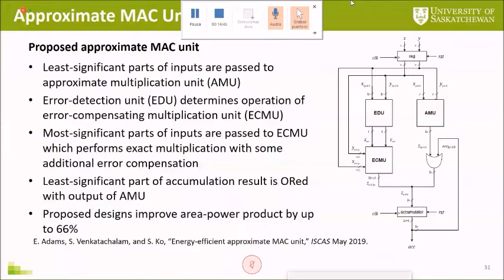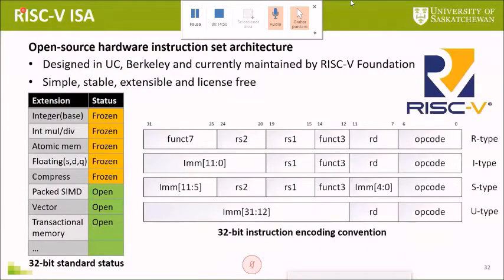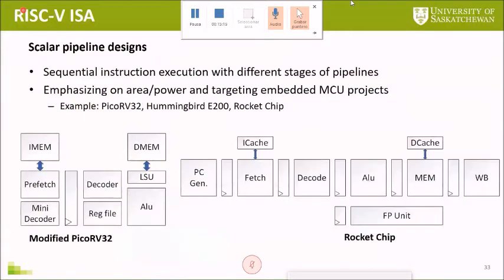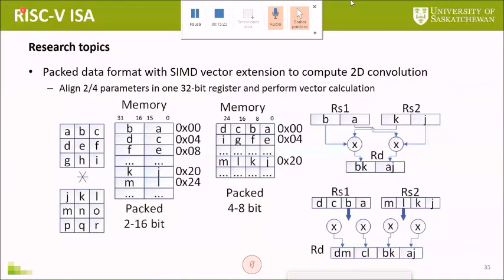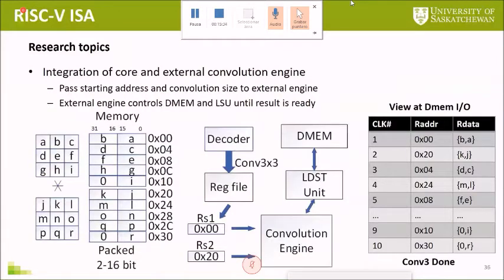RISC-V is also a good topic for deep neural network processor architecture, which is an open source and license-free architecture. What I'm focusing on is, as you can see from the left side of the 32-bit standard, the part is pretty much fixed, but packed SIMD, vector, and transactional memory are open, so that we can generate specialized instruction sets. So, scalar pipeline design and dynamic pipeline designs. And these are the topics that I'm thinking of exploring: the extension to compute the 2D convolution, and the next one is how we integrate the original core and the external convolution engine, a simple way to accelerate the deep neural network.